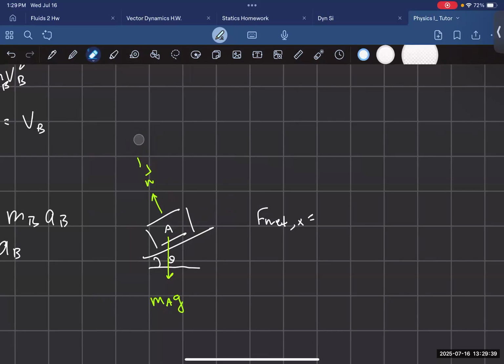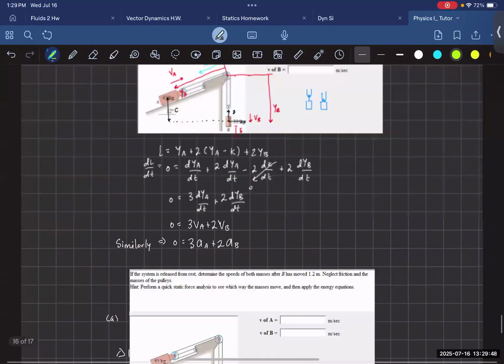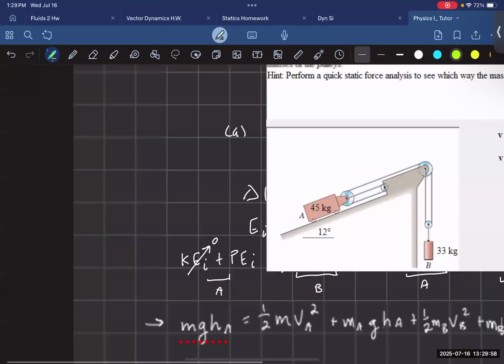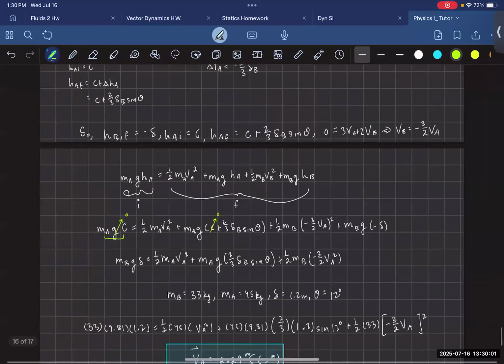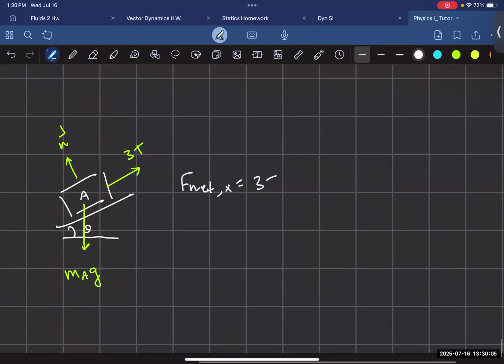It's being hit with three tension forces because the pulley is wrapping around it three times, right? The rope or the tension force is always away from the object, right? So it's 3T. Okay, so we get 3T in the positive x direction. Once again, this is our x, this is our y.